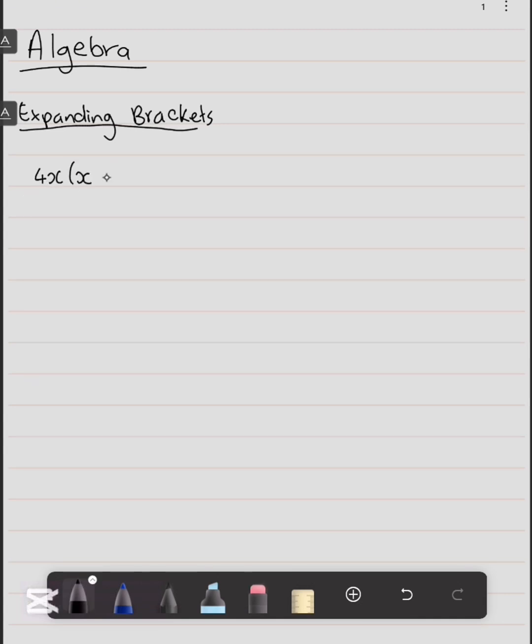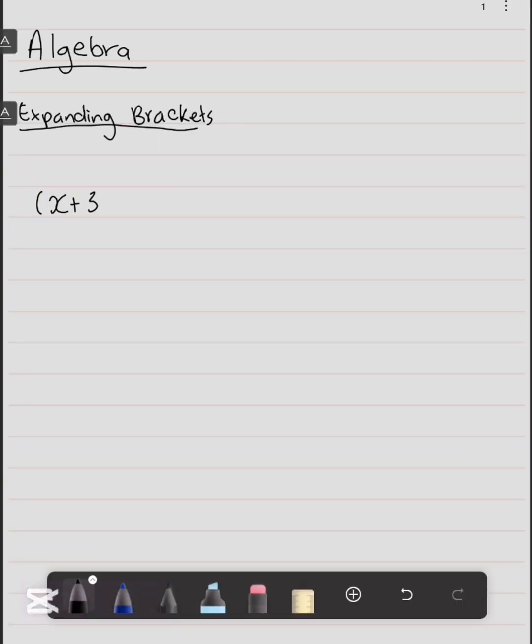Let's try another example: 4x(x + 2y). We use the same crab claw method and multiply each term by 4x. So 4x squared plus 8xy. Now a rule to note is that the variables don't matter here. So like in the previous question, you can get xy.